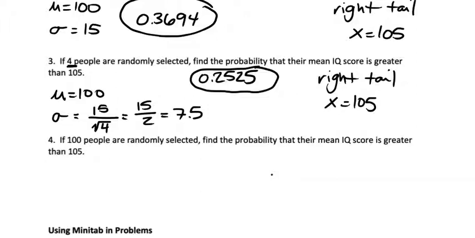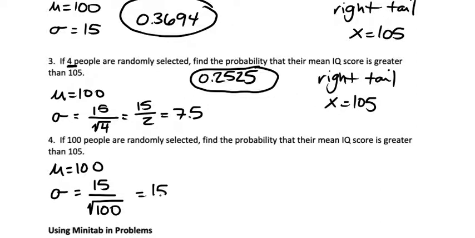Question 4 says if 100 people are randomly selected, find the probability that their mean IQ score is greater than 105. Now this is a much larger sample, and so the probability that their average is going to be that far away from the mean is going to be a lot less. So my mean is still 100. Now my standard deviation is going to be 15 divided by the square root of 100. So 15 divided by 10, which is 1.5.